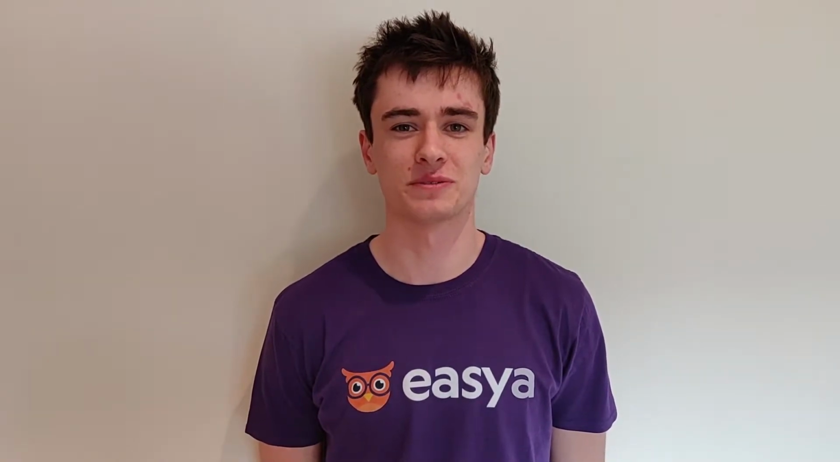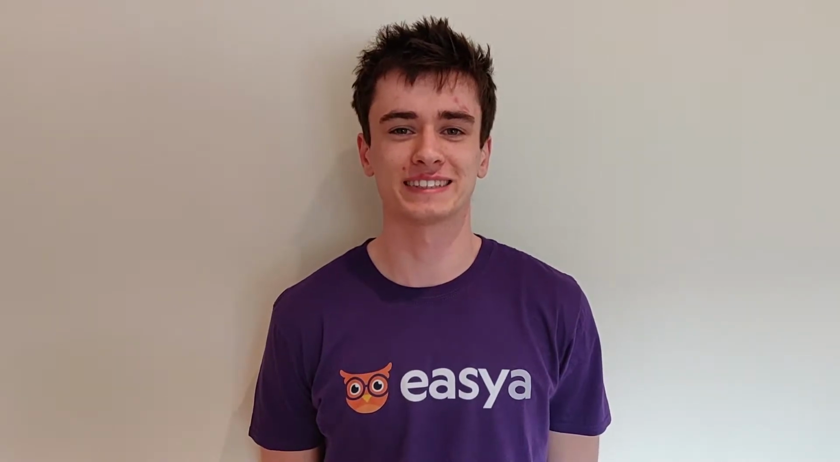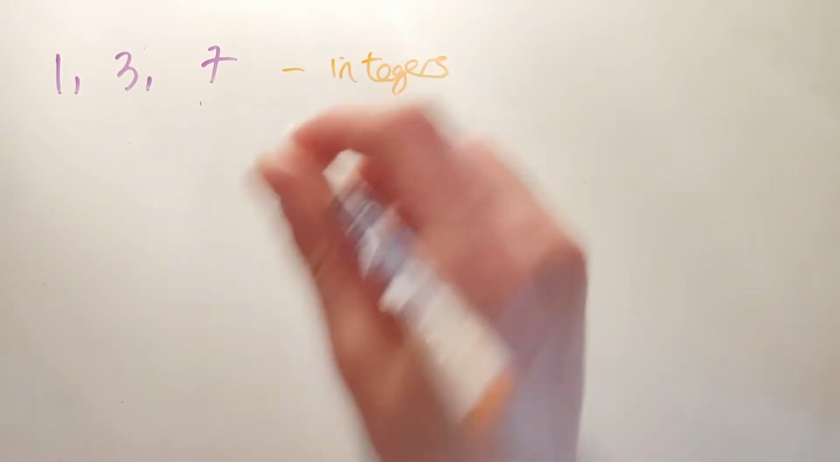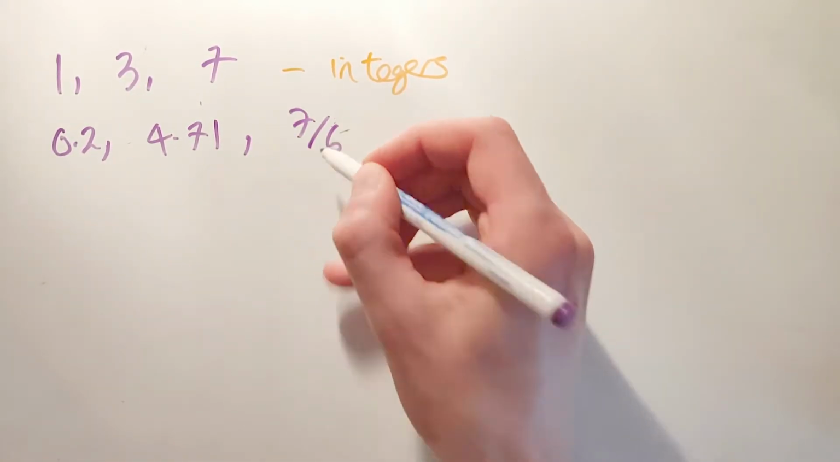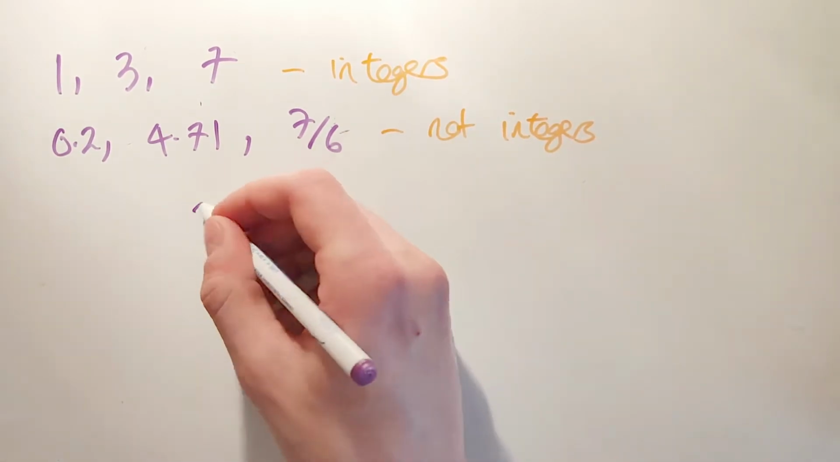This video is going to be on integers, BIDMAS, multiples and factors. So let's get started. Let's start off with some terminology. An integer is just another word for a whole number. 1 through 7 are all integers, but any kind of decimal or fraction is not an integer.